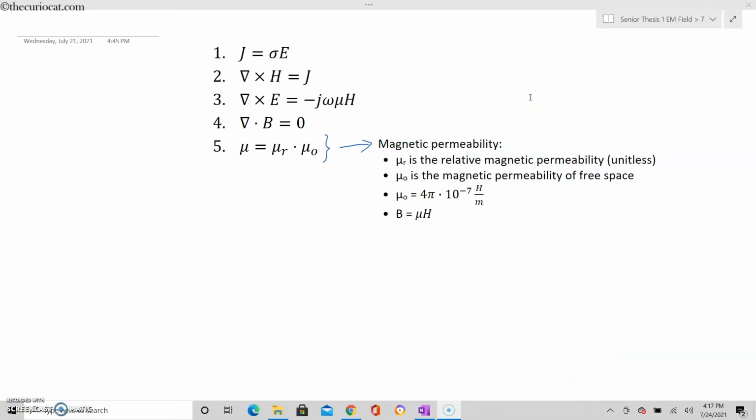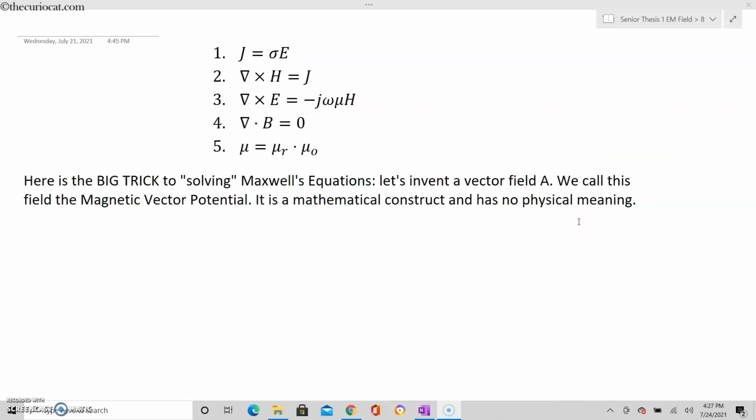Here are the 5 equations that we've developed so far, and here are some notes regarding magnetic permeability, which we just discussed in the previous few slides. We almost have all the equations that we need to solve for the electric and magnetic fields in a wire. We just need one more equation.